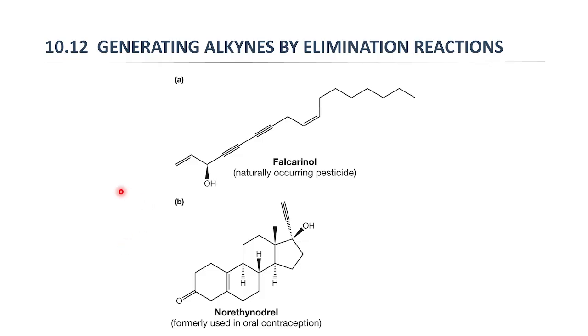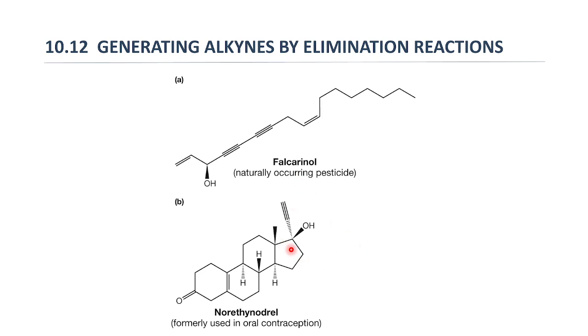So let's look at some different examples of generating alkynes via elimination reactions. So here we have phelcarenol. This is a naturally occurring pesticide, actually. And here we have norethindrenol. This used to be used as an oral contraceptive.